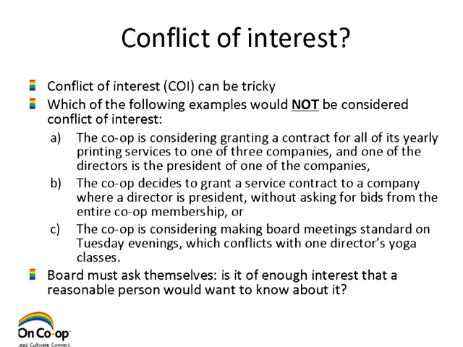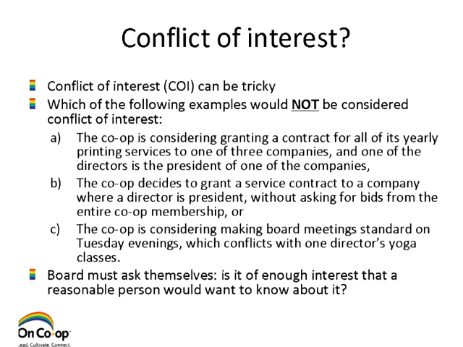Conflict of interest, which I've abbreviated here to COI, can be really tricky. So I've got an example here. Which of the following examples would not be considered conflict of interest? And the first is the co-op wants to grant a contract for all of its yearly printing services, so that would be a fairly significant contract, to one of three companies, and one of the directors on the board also happens to be president of one of those companies.